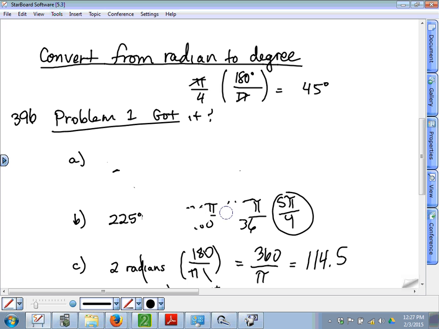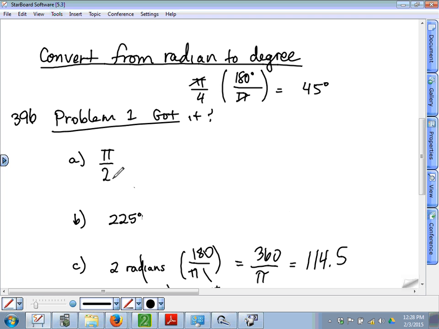Let's see. Let's have a guy come up for the first one. Part A. Oh, come on, this is an easy one. Pi over 2 is what you're supposed to convert. Nothing, huh? That's always coming up.